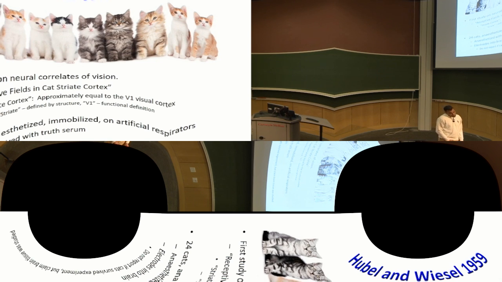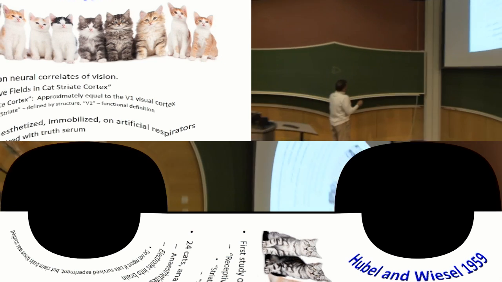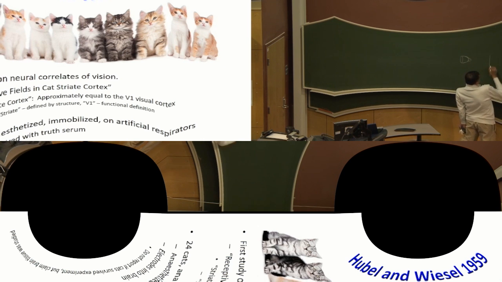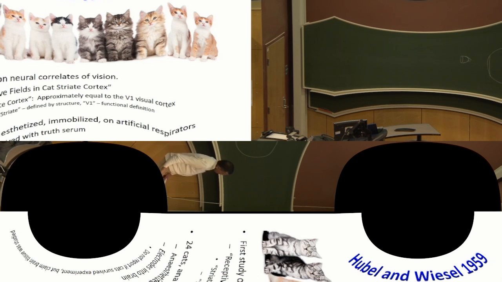So the first real work on this was reported by Hubel and Wiesel in 1959 in this very nice paper called Receptive Fields in the Cat Striate Cortex. So the way the human brain is designed, we have the eye, and right at the back you would have the retina. The retina is a large, somewhat circular surface that the images fall on, and it's coated with neurons, and these neurons all connect into the brain.